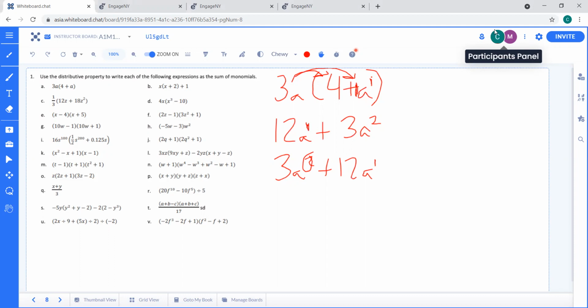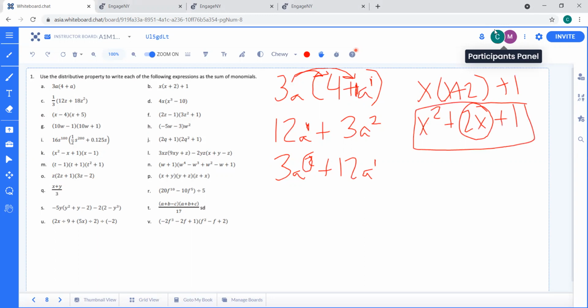Okay. B, x times x plus 2 plus 1. What's x times x? Well, we're multiplying, so we add the exponents on it. There's 2. x times 2 is plus 2x, and then plus 1. That's 2 times x right here. We can't do anything with it. We'll just leave it as 2 times x. And that is your answer.